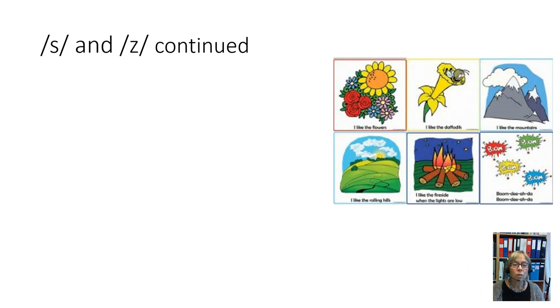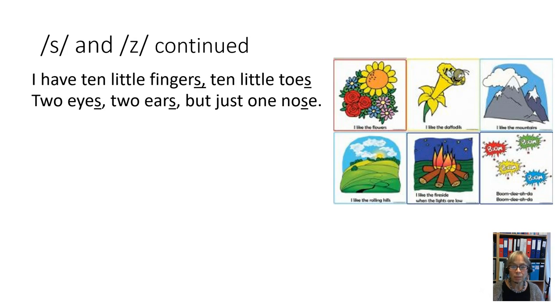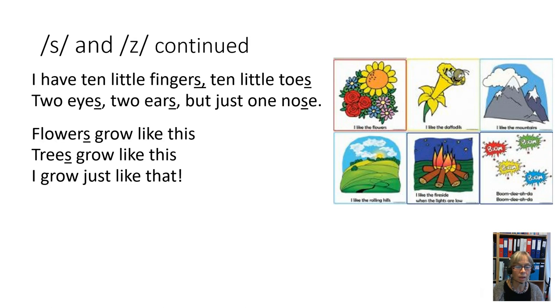The voiced and the unvoiced, Z, S, Z, can be practiced in rhymes and riddles, of course. I have 10 little fingers, 10 little toes, 2 eyes, 2 ears, but just 1 nose. Flowers grow like this. Trees grow like this. I grow just like that. With movement, that's a fun little rhyme.